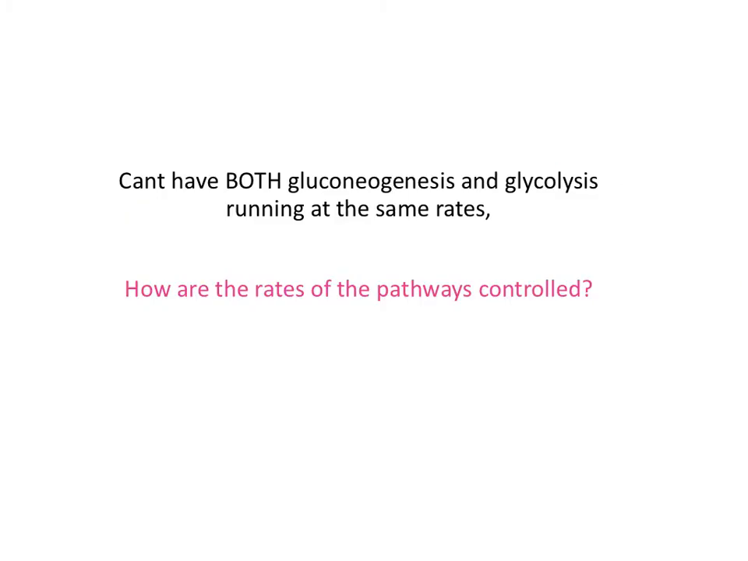Okay, so you can't have both gluconeogenesis and glycolysis running at the same time, just like we can't have fatty acid synthase and beta oxidation running at the same time. These are futile cycles. So the focus is going to be, how is it that these pathways are controlled? How do we get it so they're not both quote unquote on at the exact same time? And this is going to be all about how you can regulate enzyme activity.